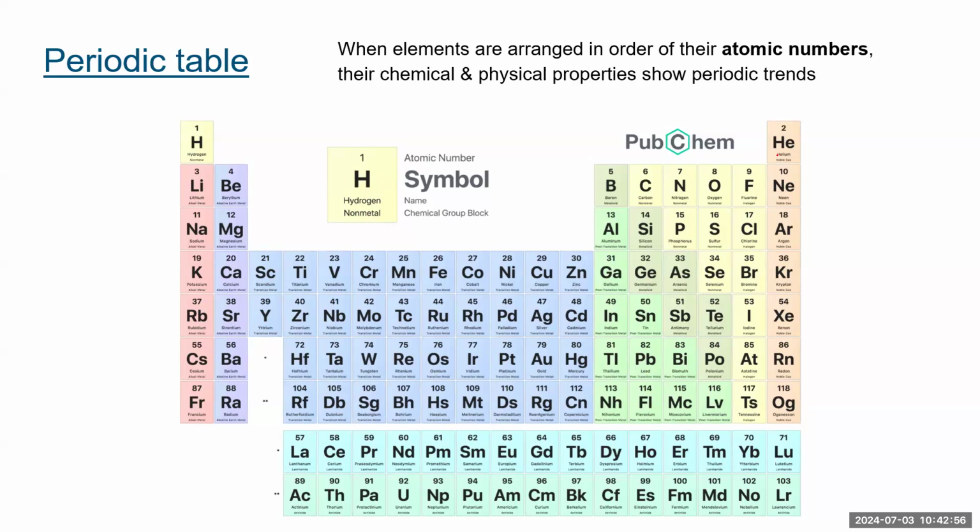H, Br, O, N, Cl, I, and F. So Br, Cl, I, and F, those are all in the same column on the periodic table. They have very similar reactivities. These 4 elements, well, they exist as diatomic elements.